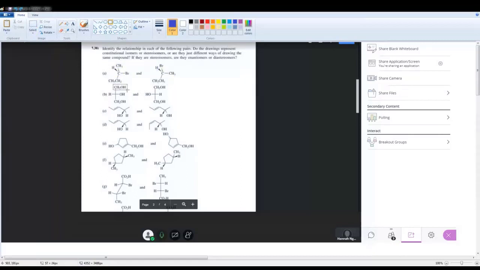But if I look at the other one, I have a CH2OH, CH2OH, an OH, and an H. Well, 2 of those groups are identical. So that's not chiral. And if it's not chiral but it has the same connectivity, then that's going to be achiral. So you can either look for an internal line of symmetry, or you can just see if the carbon atom is bonded to 4 different groups.